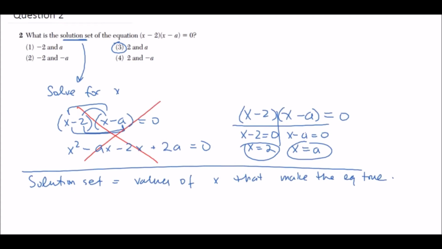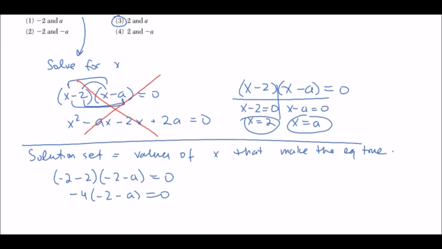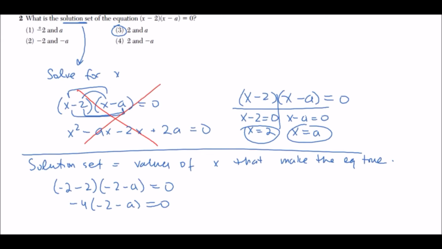So if it's the values that make the equation true, we could just substitute in the values. And I'm going to start with number 1 here, right? And we'll take negative 2 and a. So let's start by subbing in negative 2. Well, we get negative 4, and then negative 2 minus a is 0. That's not necessarily 0. That would only be 0 for some values of a. So anything that features negative 2, we can go ahead and eliminate. There's no way that's the correct answer.